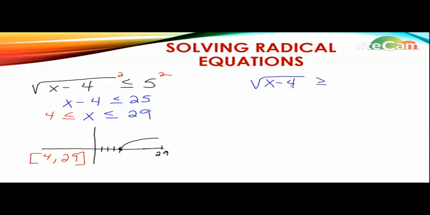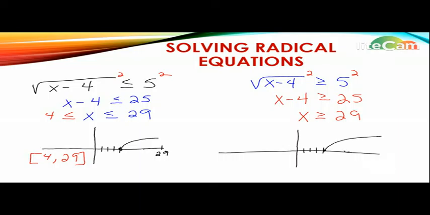Okay, so we have the square root of x minus 4 is greater than or equal to 5. What if I took this inequality and changed it to greater than or equal to? Would I still need this 4? That's the question. If I say greater than 29, I don't care about the 4 anymore. I'm only worried about everything past the 29. I want greater than 29, right? So at that point, I just use x greater than or equal to 29.